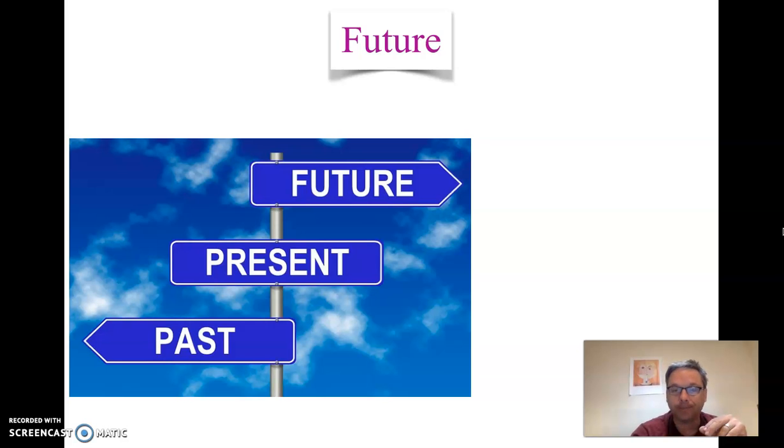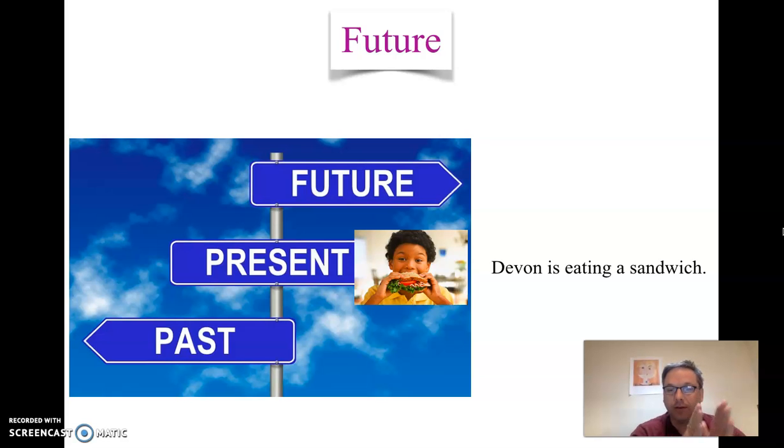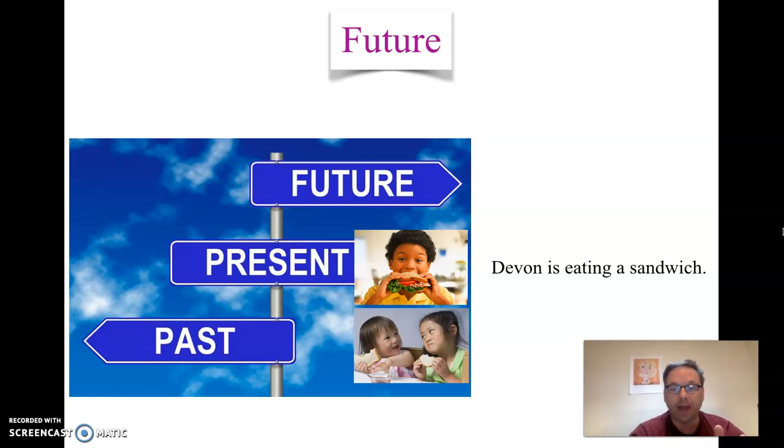The present, we see the boy eating the sandwich. Let's call him Devin. Devin is eating a sandwich. Right? He is doing that right now in the present tense. Now let's imagine in the past we have two girls here, May and Bo. May and Bo ate sandwiches. Perhaps earlier today for lunch, that would still be the past, or perhaps yesterday they ate sandwiches. Okay, either way, the past. So we have the present and the past.